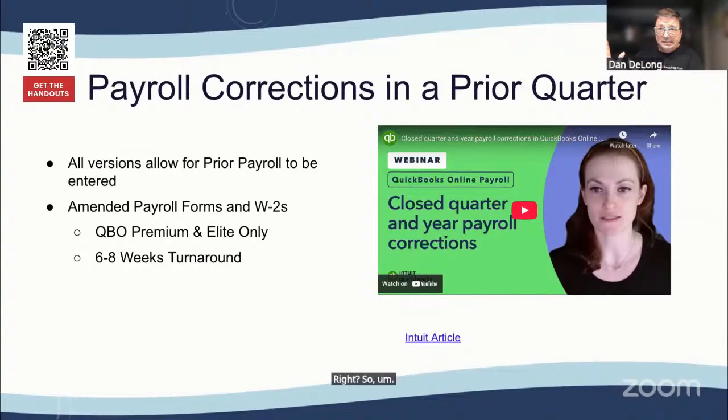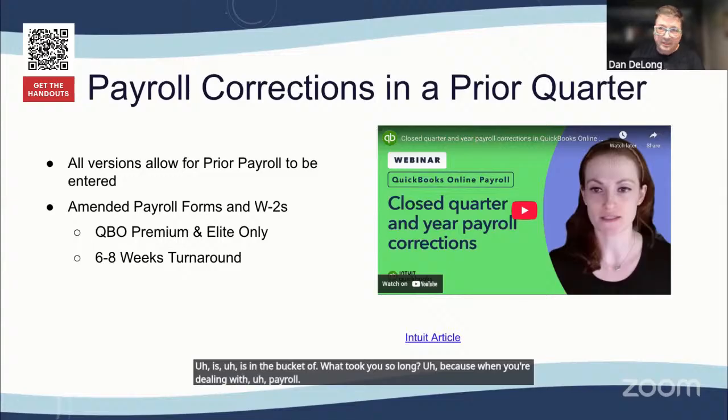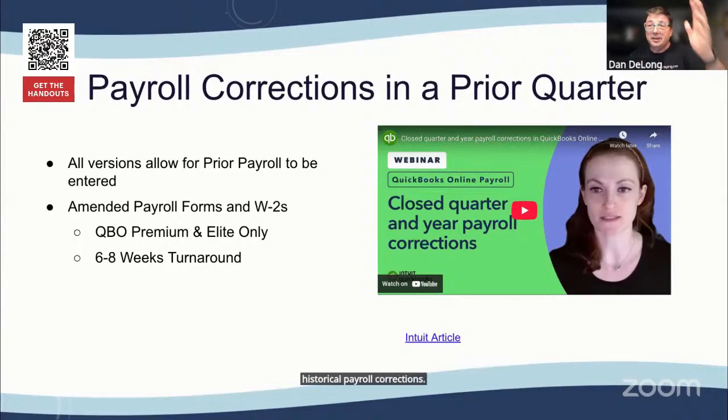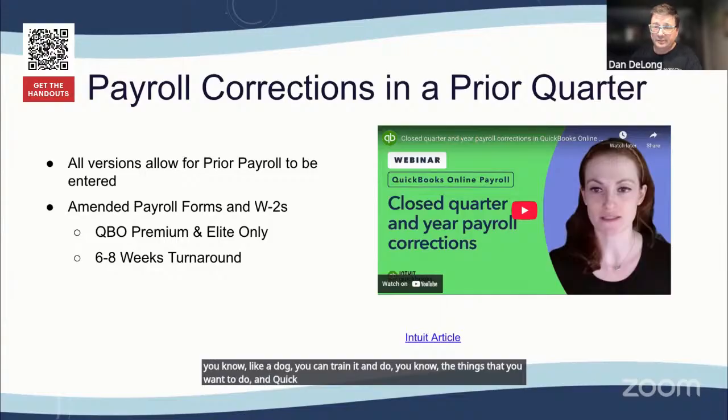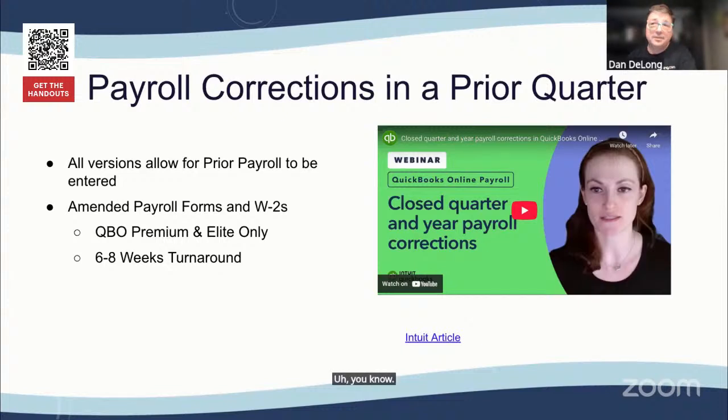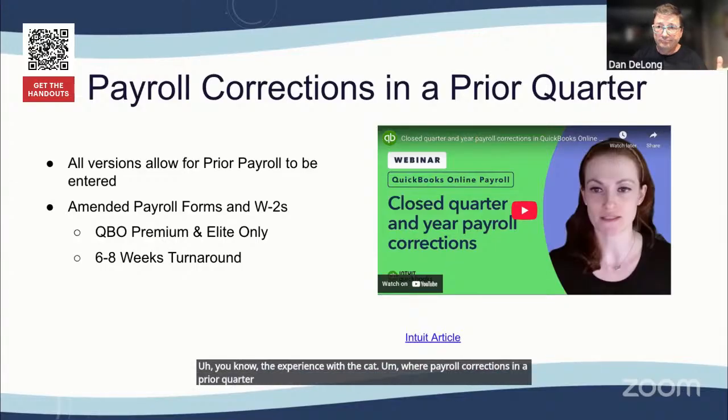So this particular feature or function or new service offering is in the bucket of what took you so long, because when you're dealing with payroll and historical payroll corrections, desktop payroll is like a dog, you can train it and do the things that you want to do, and QuickBooks Online is more of the cat, where you're just experiencing the cat. Payroll corrections in a prior quarter were quite a challenge, right?